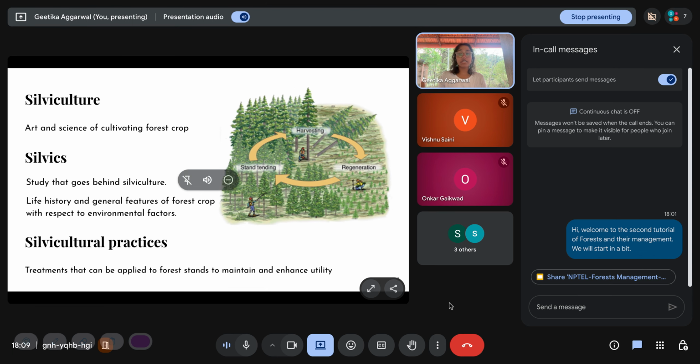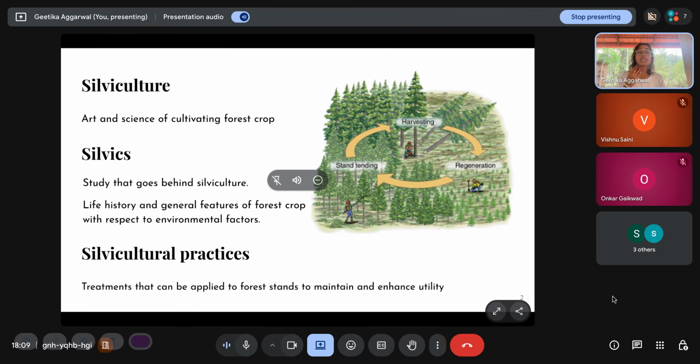The next thing is silvicultural practices. Silviculture is a thing, and the practices under silviculture are called silvicultural practices. These are the individual treatments which can be applied to the forest stands in order to maintain them and to enhance their utility. As I said, the main goal of silviculture is to enhance the utility of that forest land, how useful that area is to us, depending on whatever our objective is.